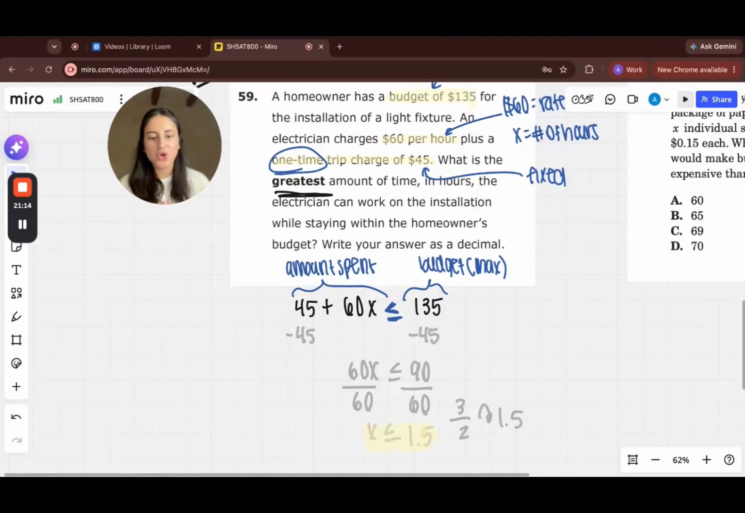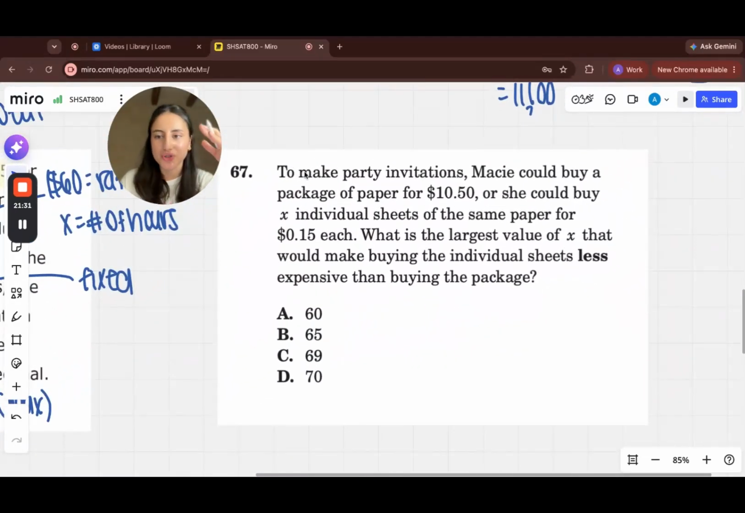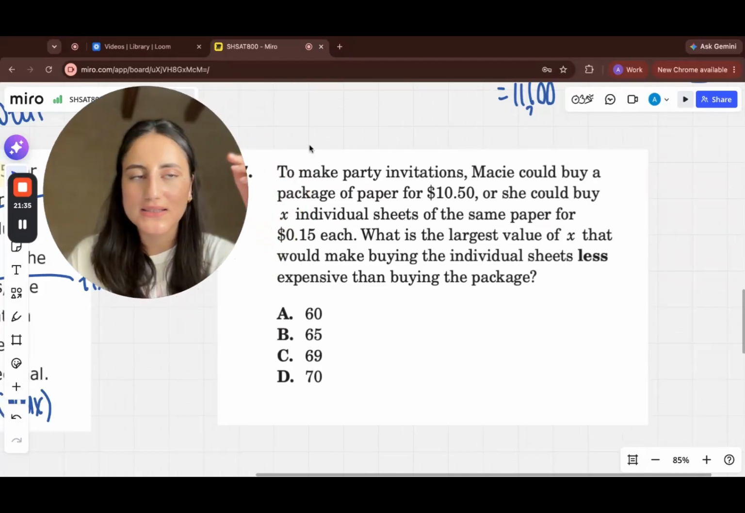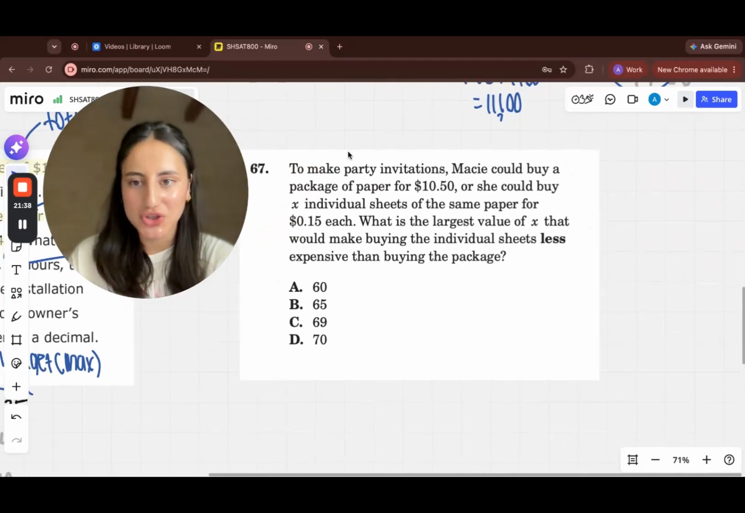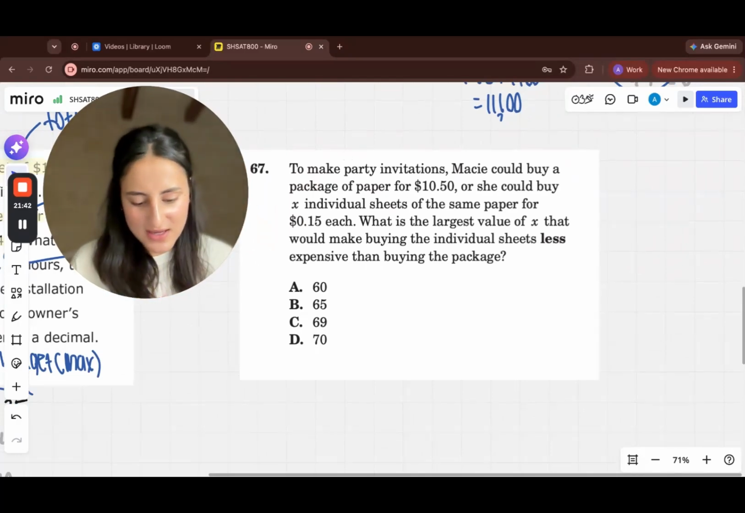If you really wanted to check, you could go back and plug x into the equation to make sure it's less than or equal to 135. But on the SHSAT, you do not have enough time to do all that unless, for whatever reason, you want to check again. Let's go to question 67 now. And once again, I do encourage you to pause the video and try to answer these questions by yourself before I share the solution.